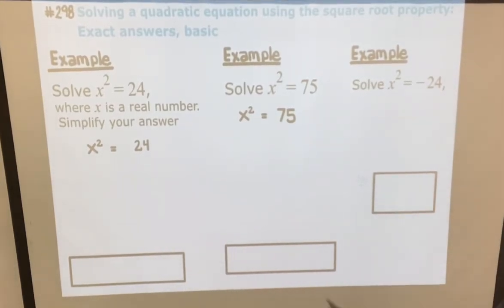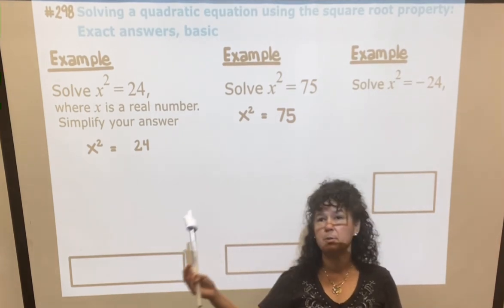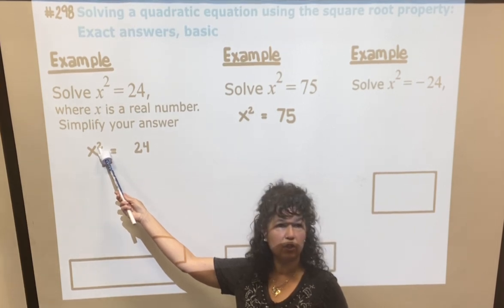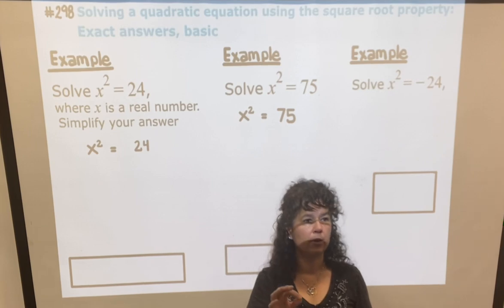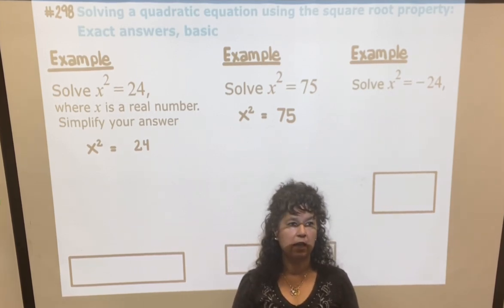If you want to solve, you want to remember that the opposite of add is subtract, or the opposite of multiply is divide. The opposite of squaring is taking the square root. But the part you need to remember is when you take the square root, you get both positive and negative.